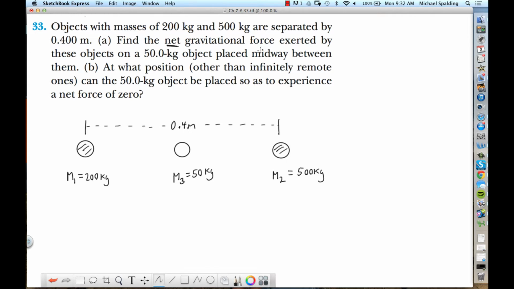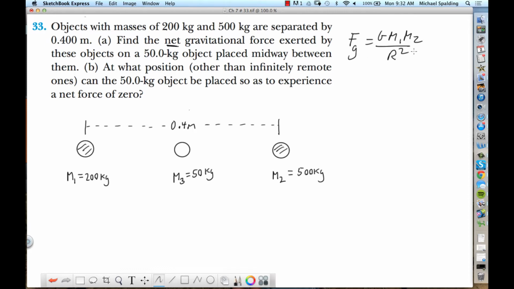Now what do we mean by gravitational force? All objects in the universe are attracted to each other, even if they're not attractive. Get it? Anything with mass, all objects in the universe are attracted to each other. The gravitational force equals G m1 m2 over r squared. That's the equation for finding the force of attraction between two objects.